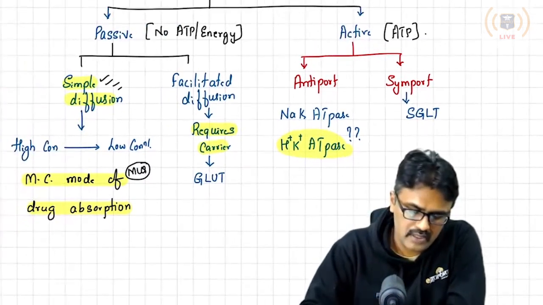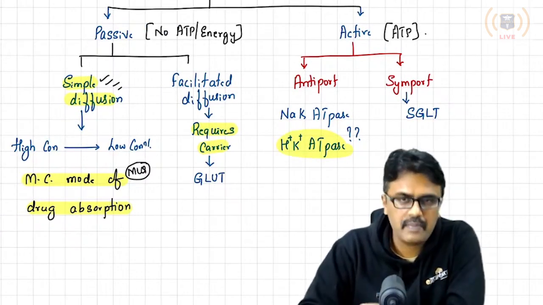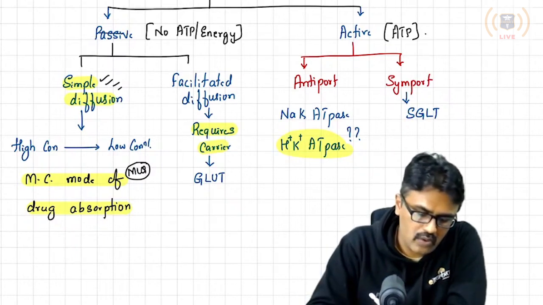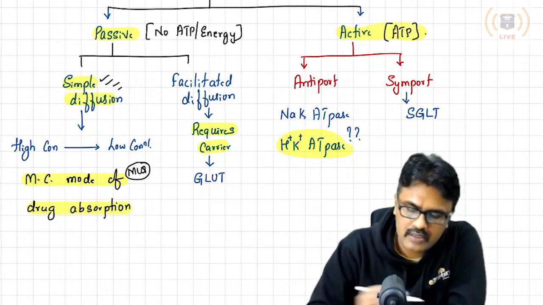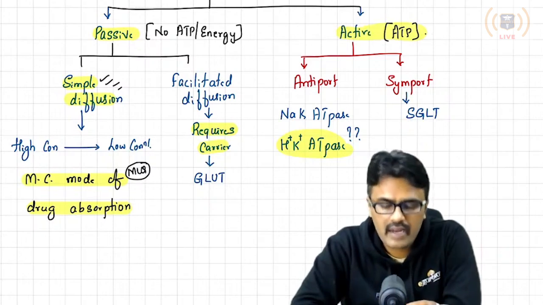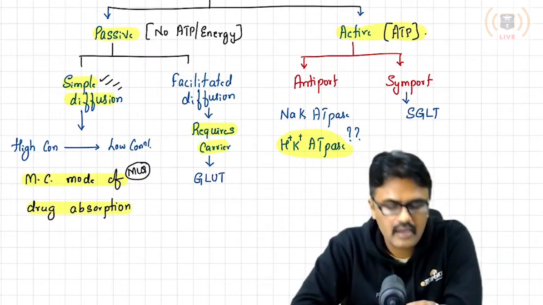So sodium and glucose move in the same direction, that is called SGLT. So the difference is here: simple diffusion doesn't require a carrier, facilitated diffusion requires a carrier. Passive means they don't require any energy or ATP, but active transporters require ATP. That is, they require energy for the movement. So this is the drug transport.